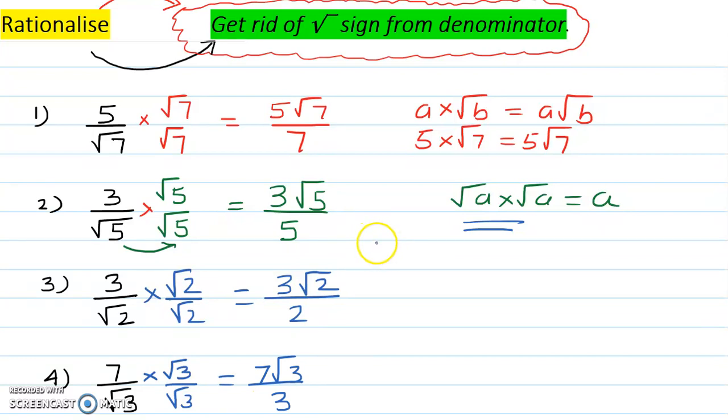So pause the video, and see if you can solve these questions. Question number 1 is 5 over root 2, and question number 2 is 6 over root 3. How are we going to rationalize? Pause the video and have a go, and we'll see what we can do about it.